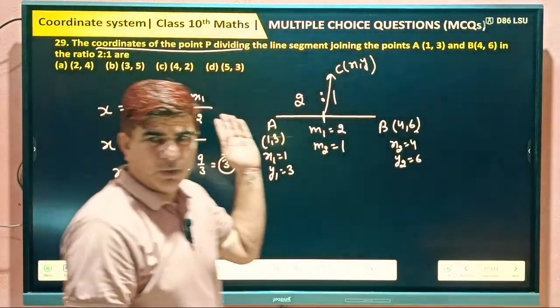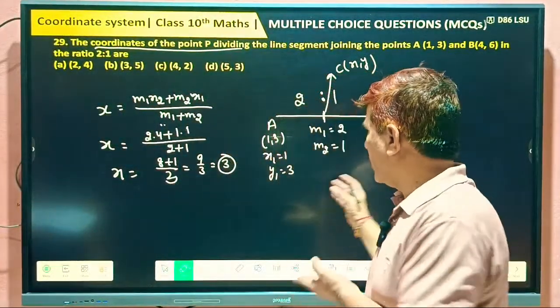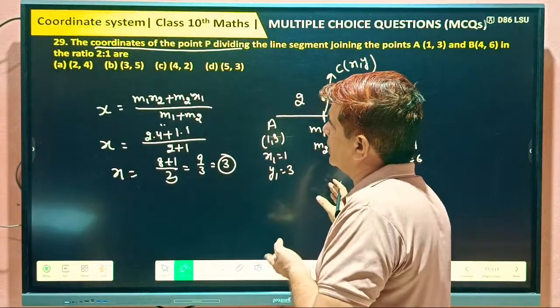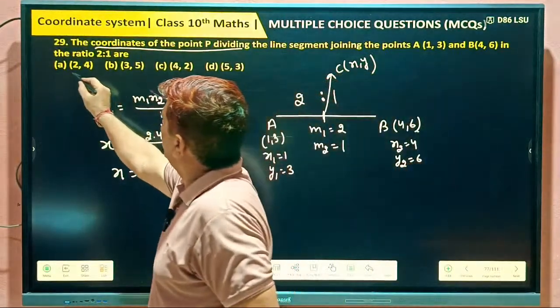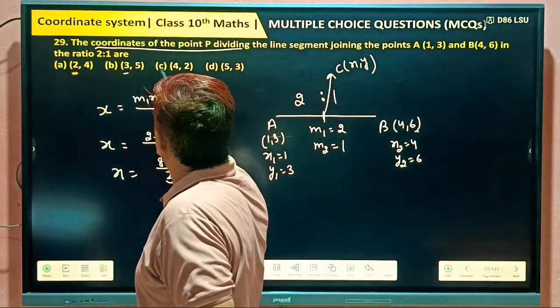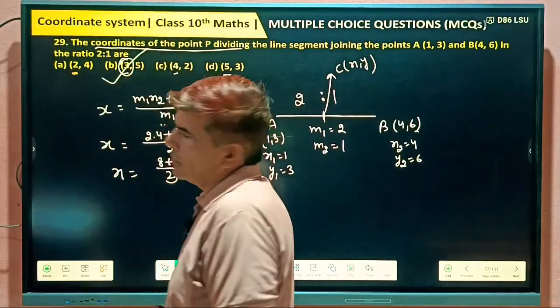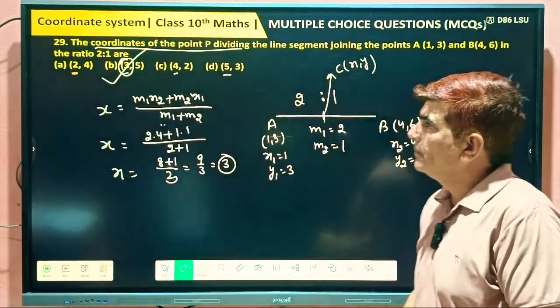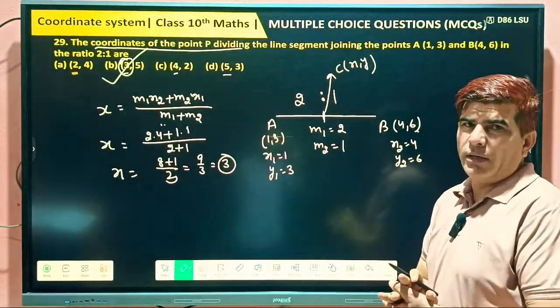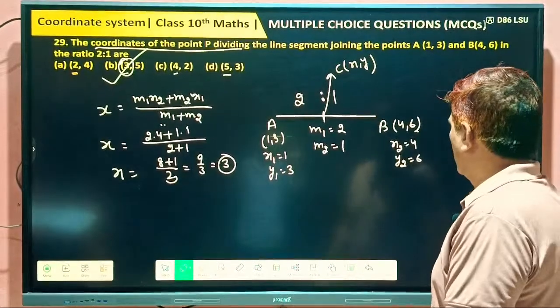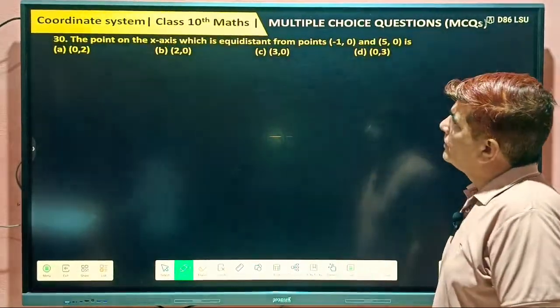So directly also we can tell the answer. We need not find out the y coordinate, because x is 3. x is 3 anywhere; only the x coordinate 3 is here. So this is its answer. Directly you can tell. Next.